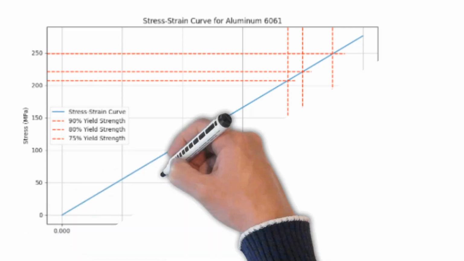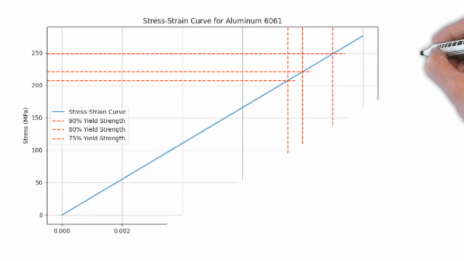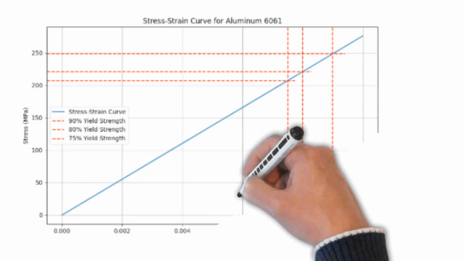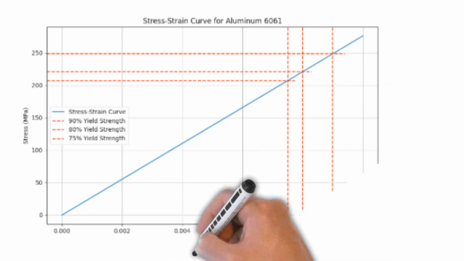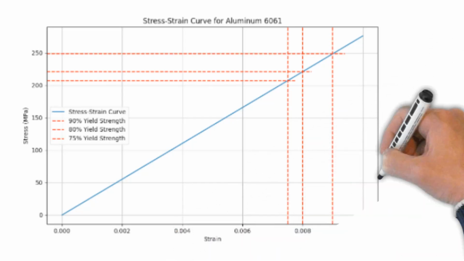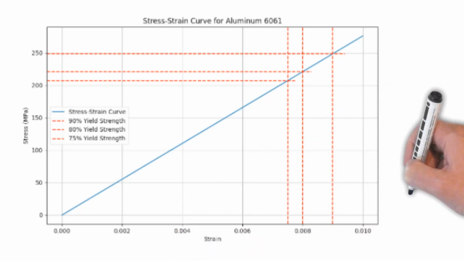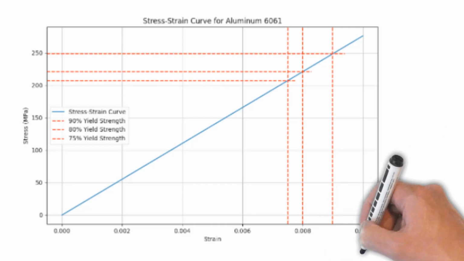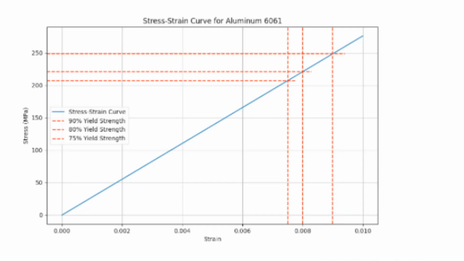3. Third stress level, 70–75% of yield strength. For a range, we consider the average, setting this level at 72.5% of the yield strength, which calculates to 200.1 megapascals.